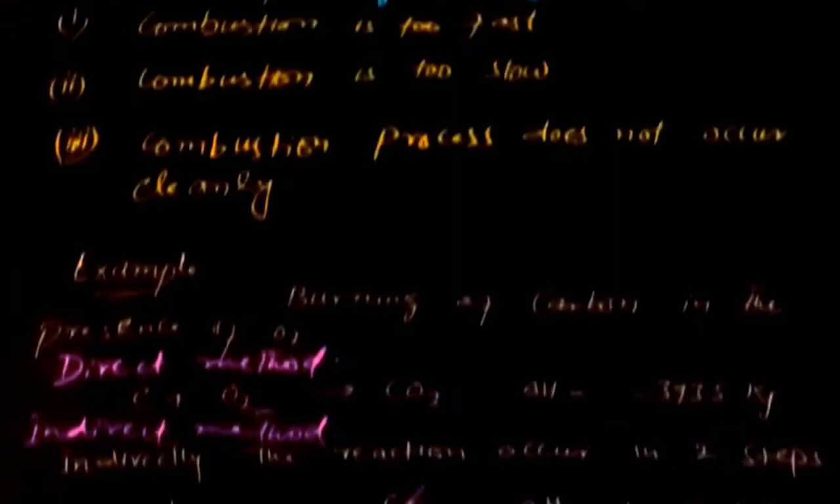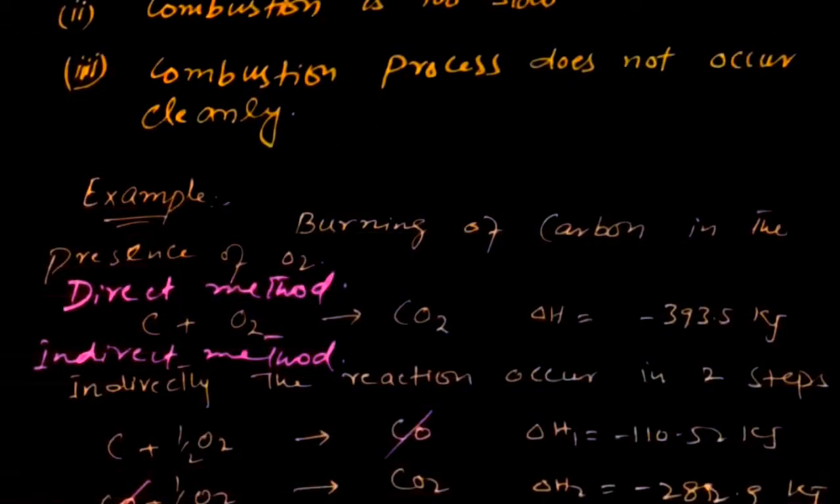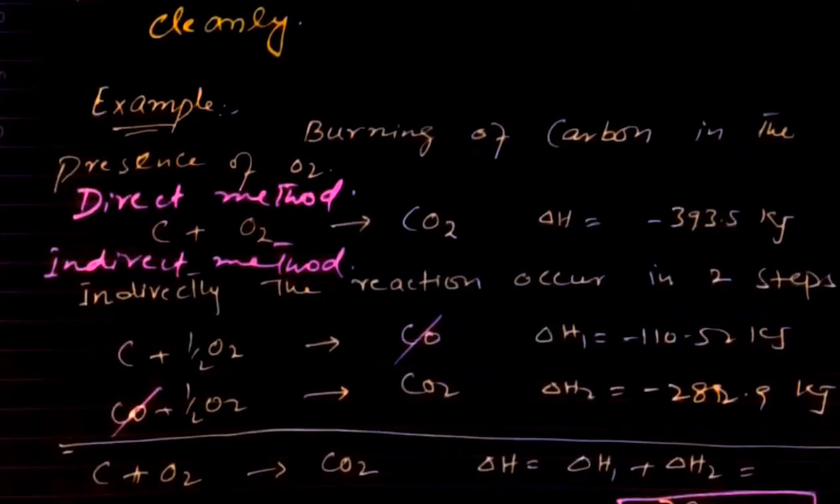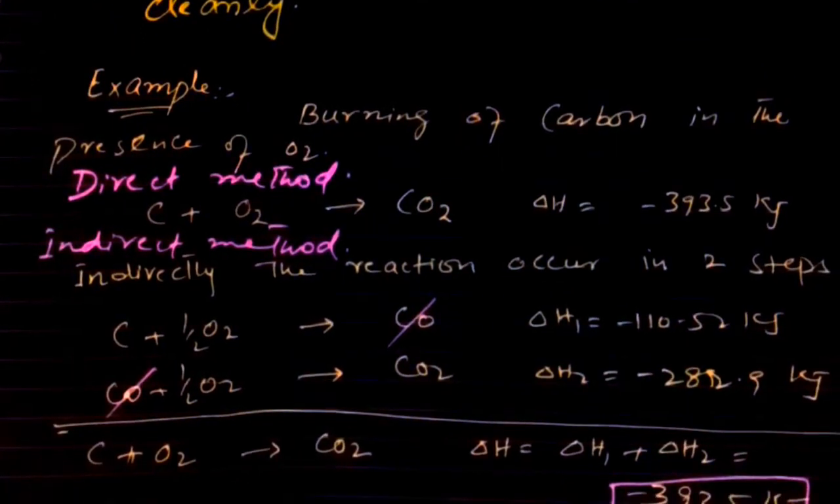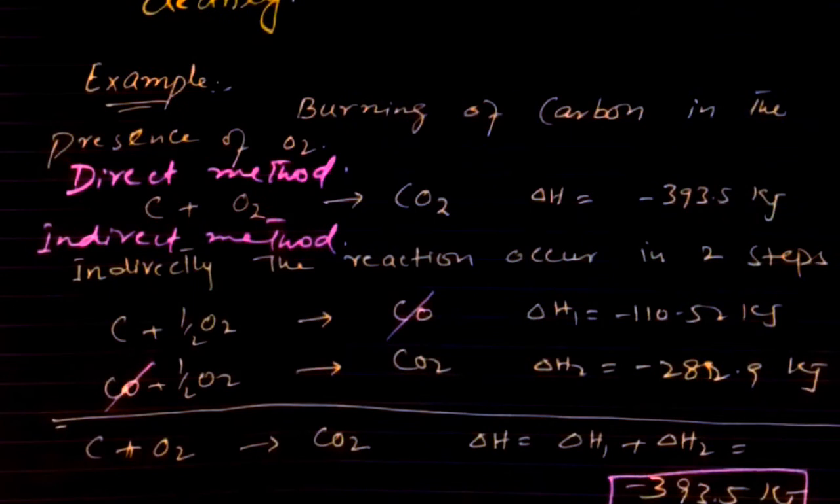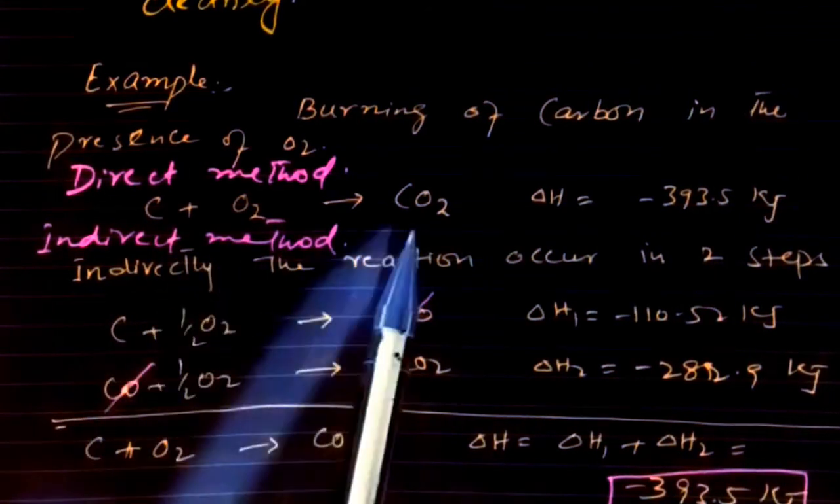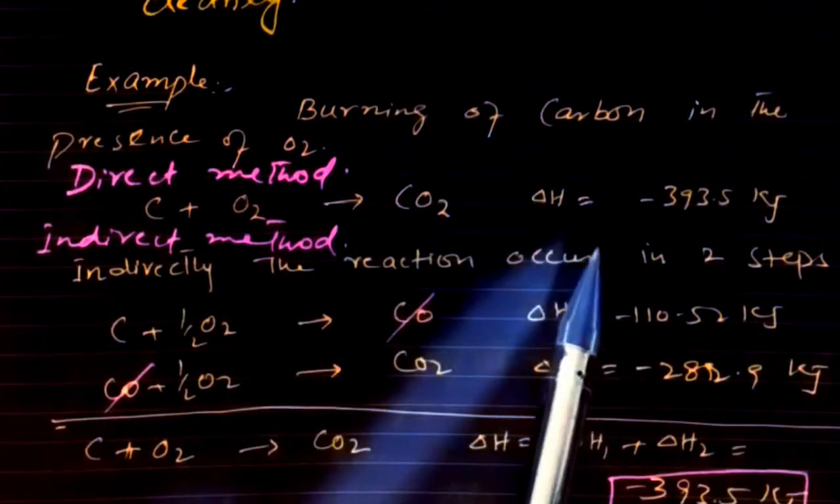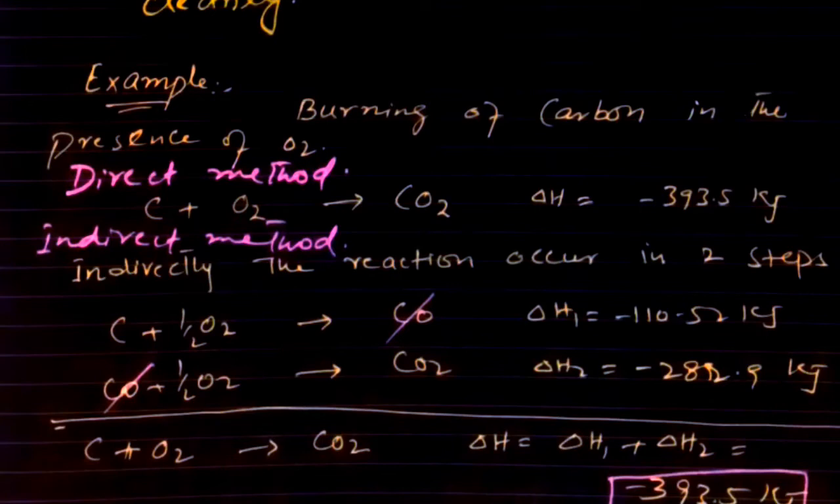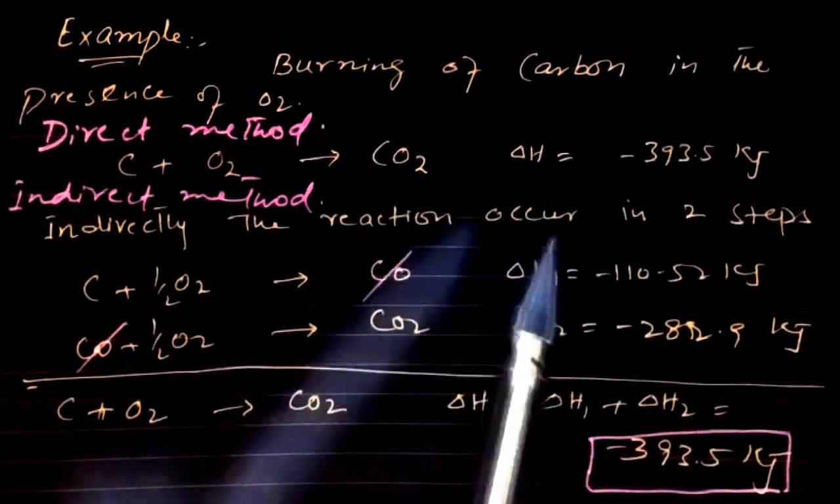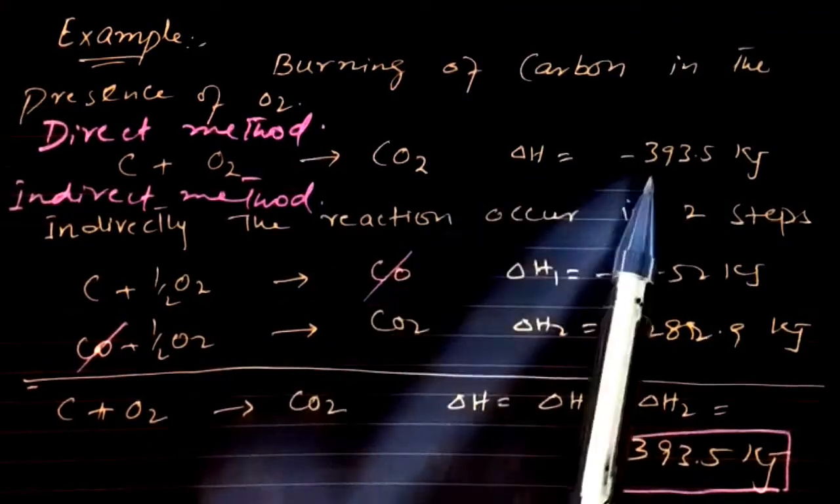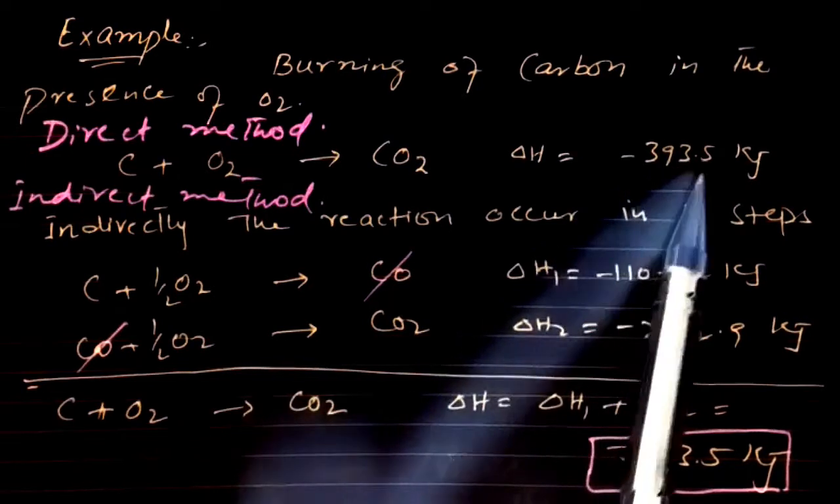An example is the burning of carbon in the presence of oxygen. We will discuss both the direct and indirect steps. In the direct method, carbon reacts with oxygen to form carbon dioxide, and the amount of energy released in this case is minus 393.5.